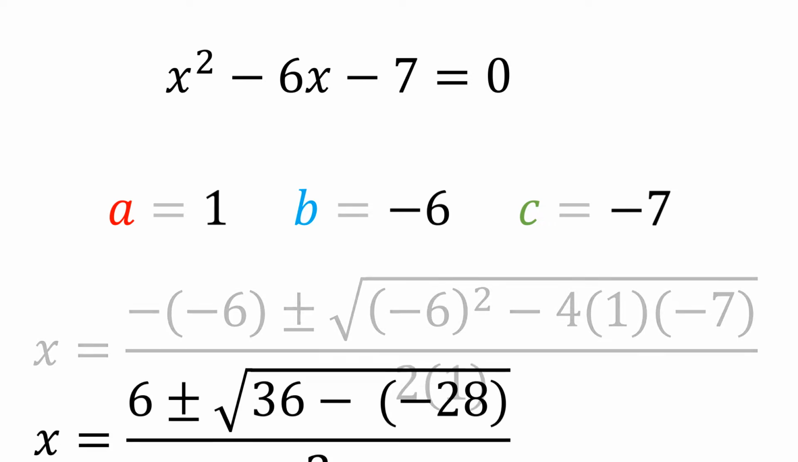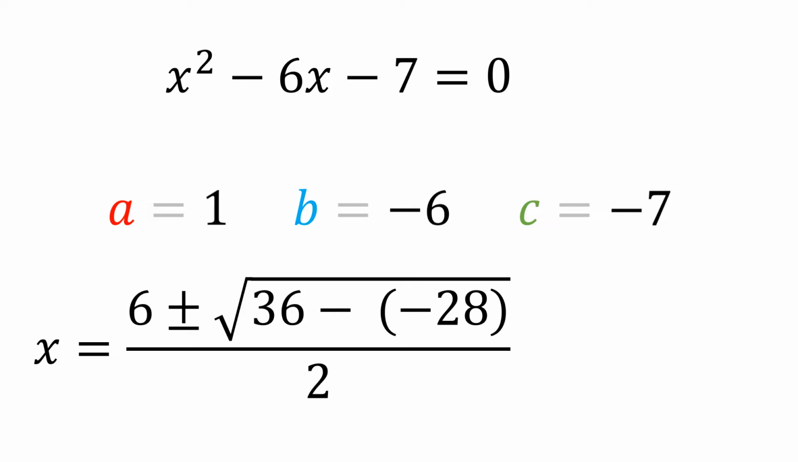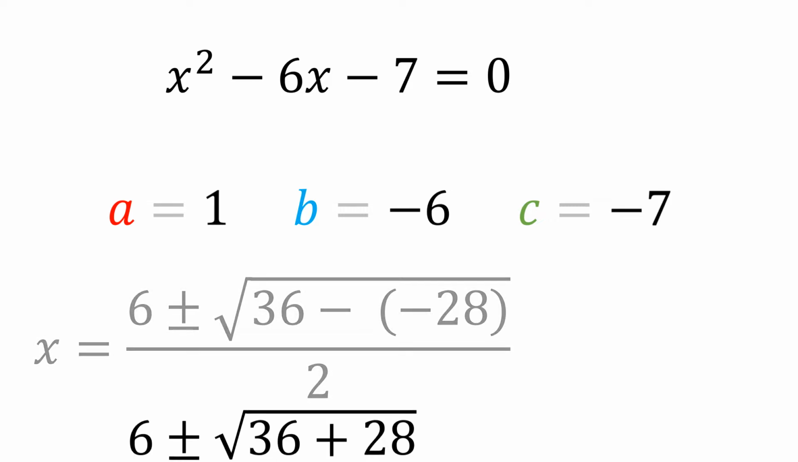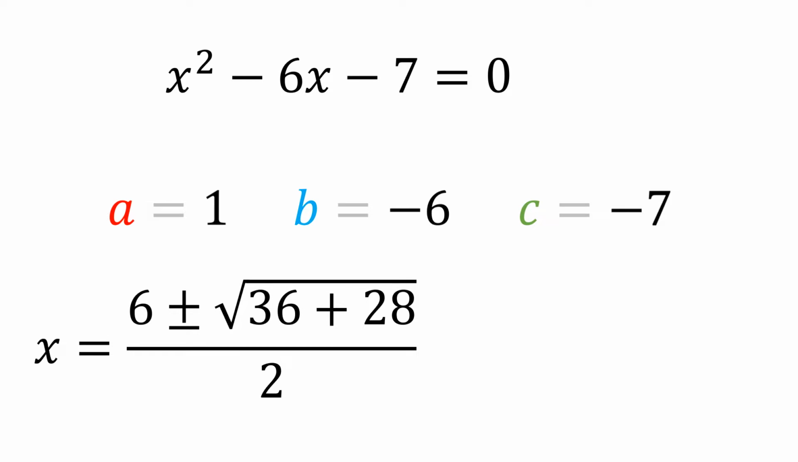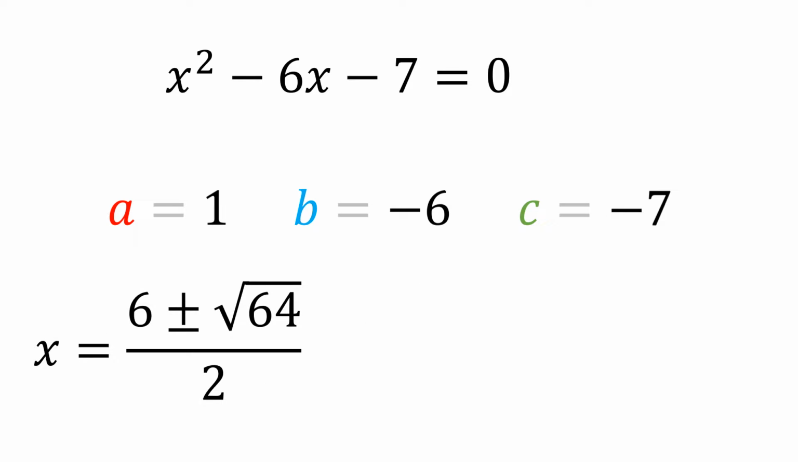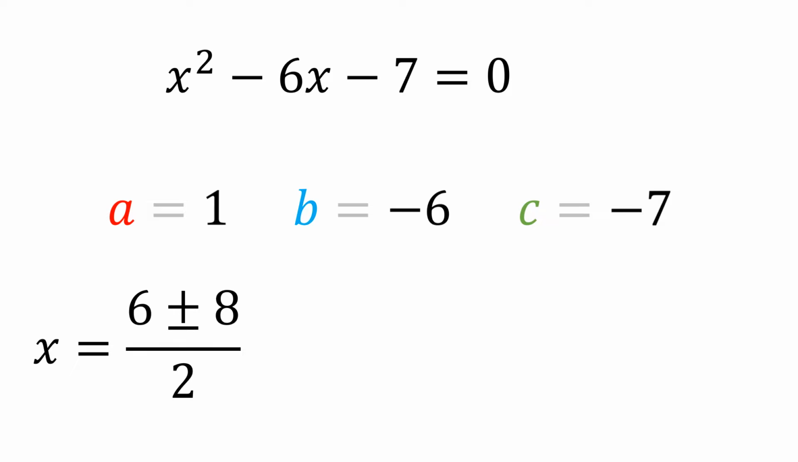Now this equals 6 plus or minus square root of 36 minus negative 28 all over 2 equals 6 plus or minus square root of 36 plus 28 all over 2. 36 plus 28 is 64, so we have 6 plus or minus square root of 64 all over 2. The square root of 64 is 8, so we have 6 plus or minus 8 all over 2.